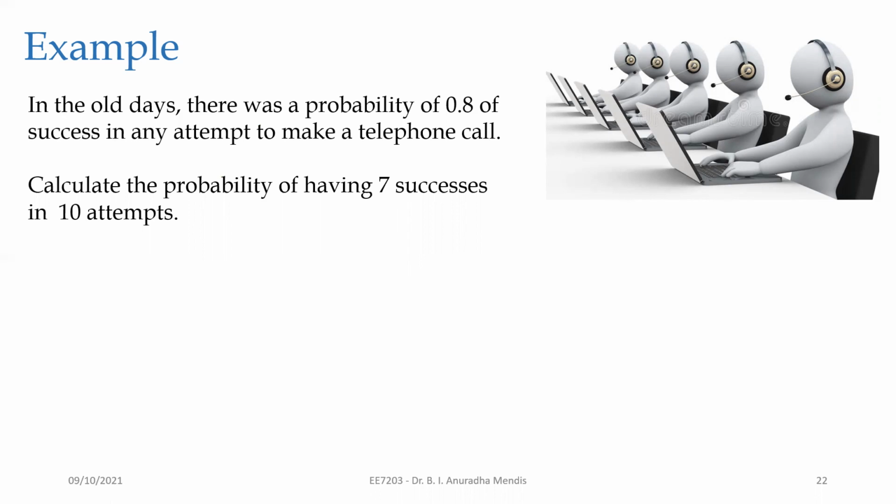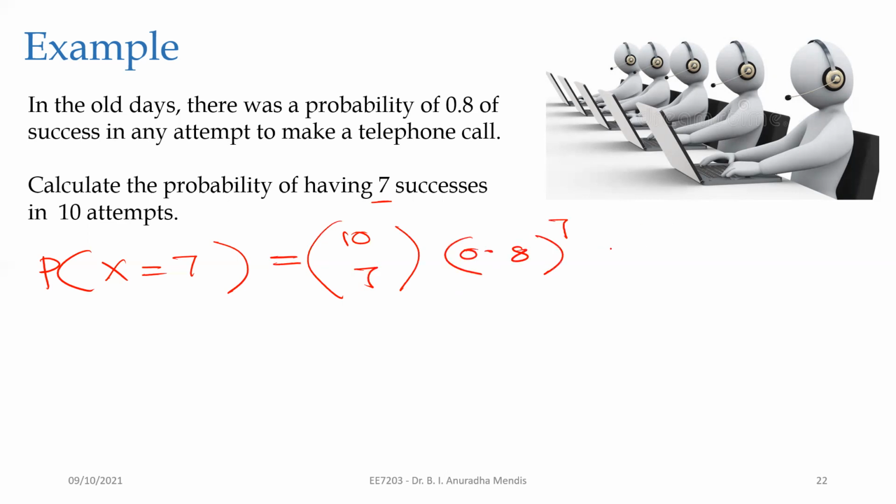This is very easy now. Everything is given. So what we need is x equal to 7. The random variable is the number of successes, 7 now. This is equal to 10C7. Out of 10, you have combinations of 0.8 to the power 7 and 0.2 to the power 3, for 10 attempts.